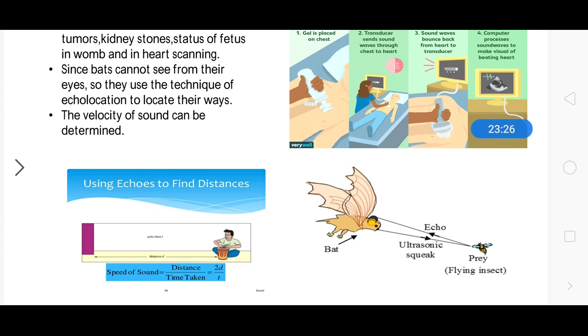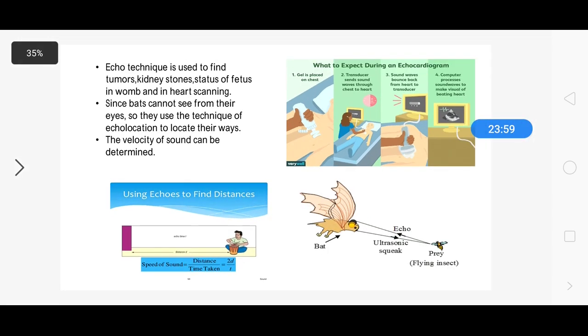Here the bat produces ultrasonic waves, and at another insect the sound waves are reflected back and reach the bat. In this way the bats can easily estimate the position of obstacles nearby in the night time. So echoes are used to find the velocity of the sound wave by using the formula 2d/t.